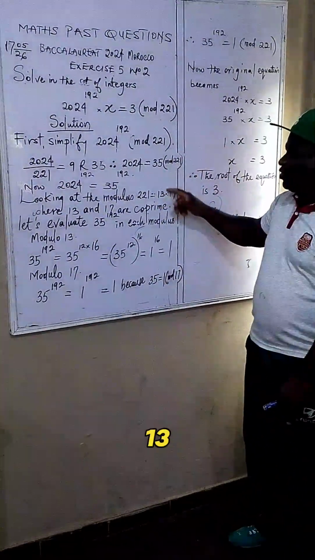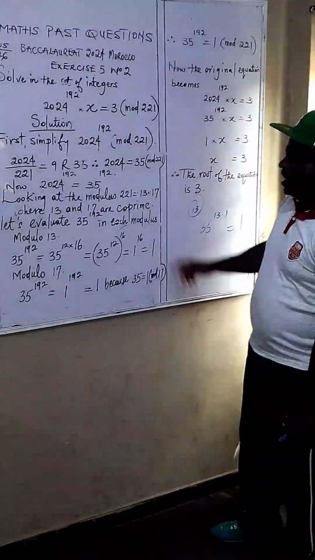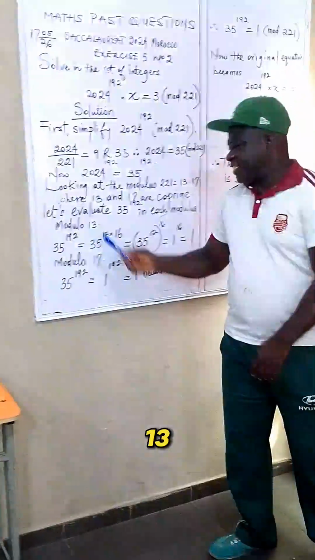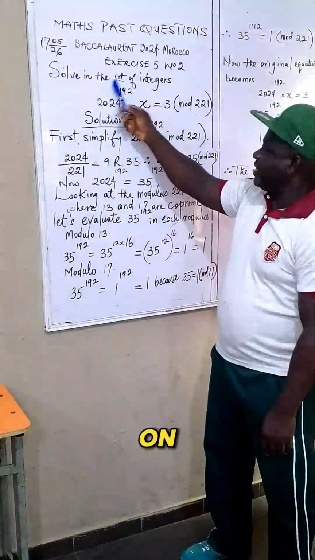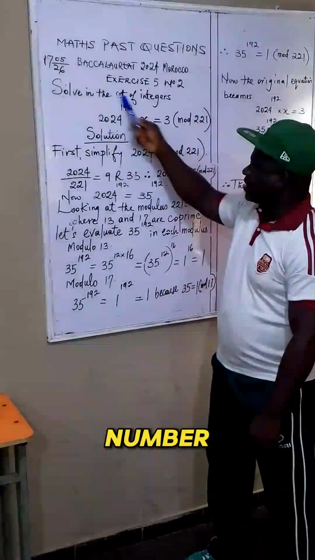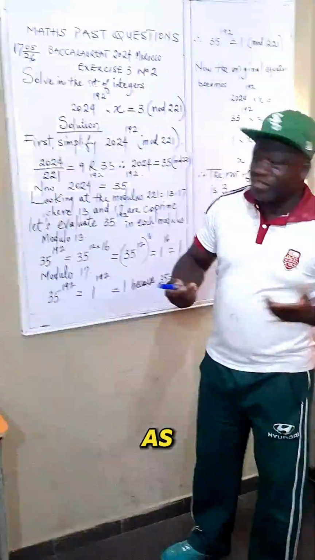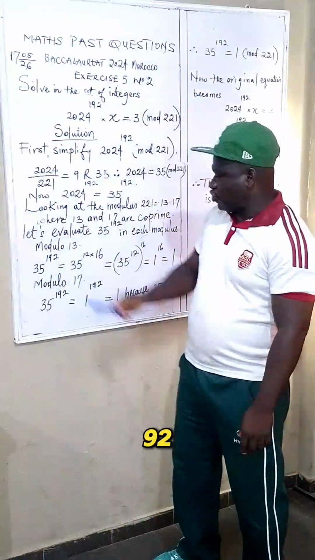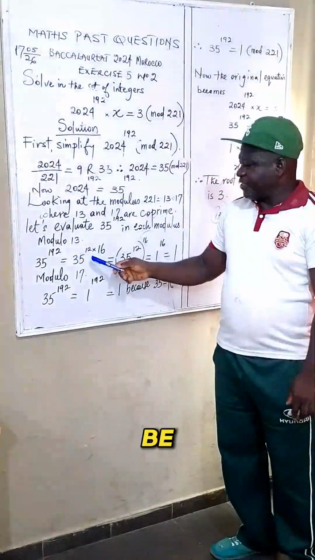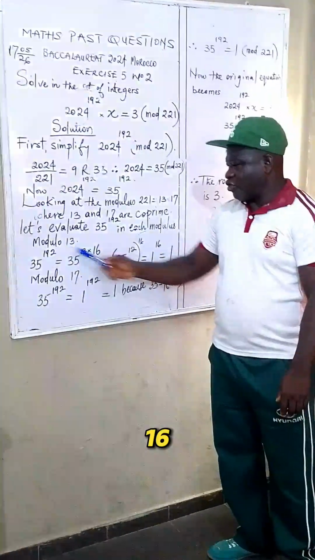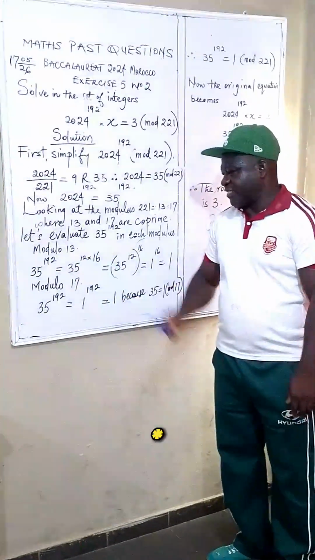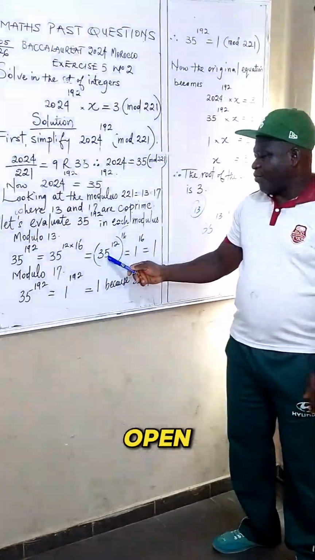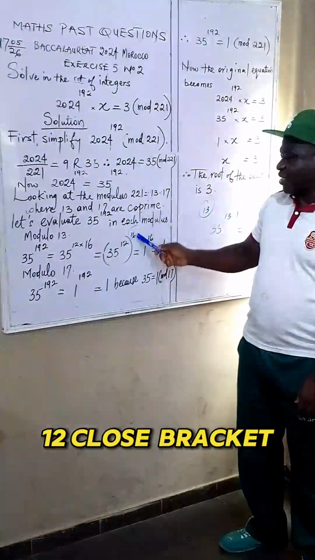First of all, we are going to work in modulo 13 to see what is happening. Then we look at modulo 17. Now in modulo 13, we are still working on this index number. We want to write it as small as possible. In modulo 13, 35 to 192 can be presented as 35 to power 12 times 16. Just break the power into 12 times 16, which can be rearranged as open bracket 35 to power 12, close bracket, power 16.